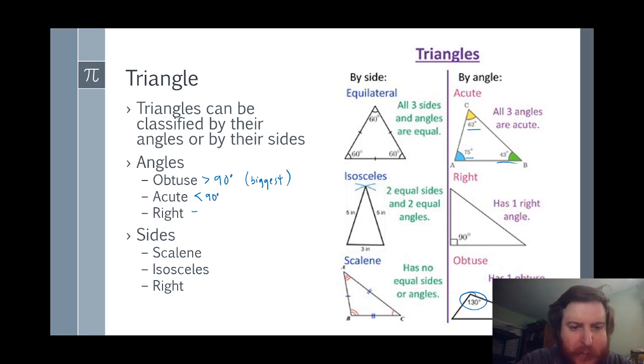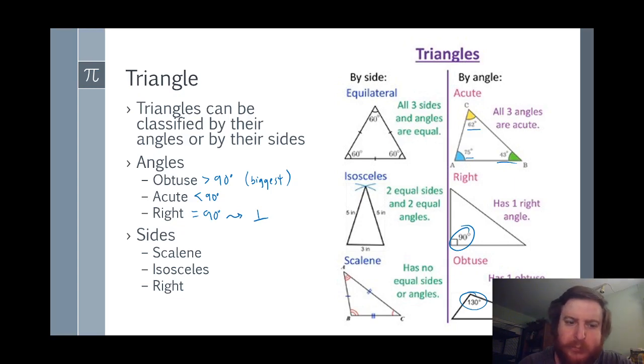And then right, our biggest angle is 90 degrees. So in a right triangle, our biggest angle is 90 degrees. The connection we're going to make here is that 90 degrees is perpendicular. So we're going to make that connection.